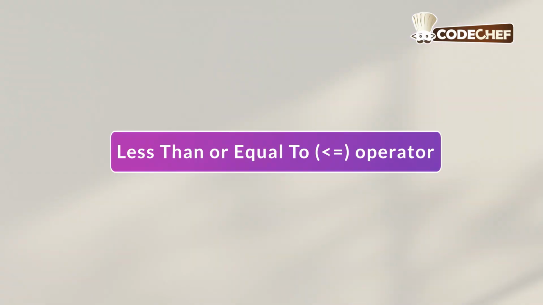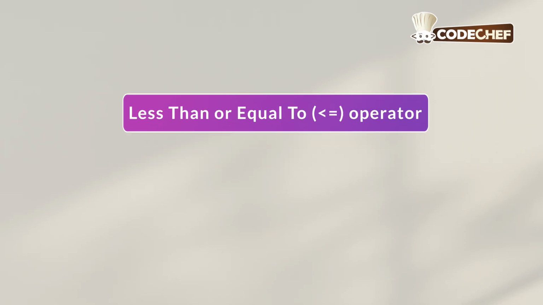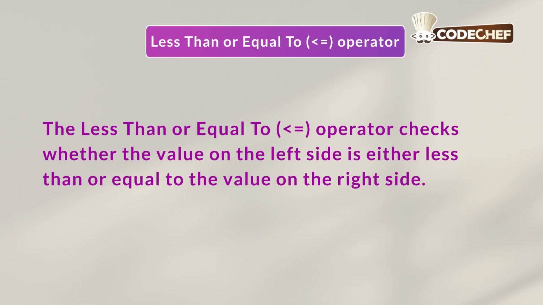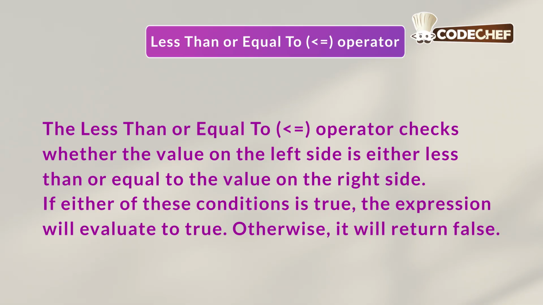Next is the less than or equal to operator. This works exactly opposite to the greater than or equal to operator. Here, the less than or equal to operator checks whether the value on the left side is either less than or equal to the value on the right side. If either of these conditions is true, the expression will evaluate to true. Otherwise, it will return false.